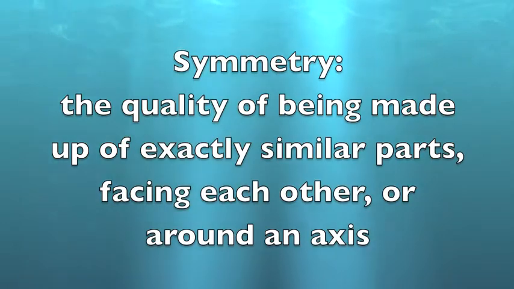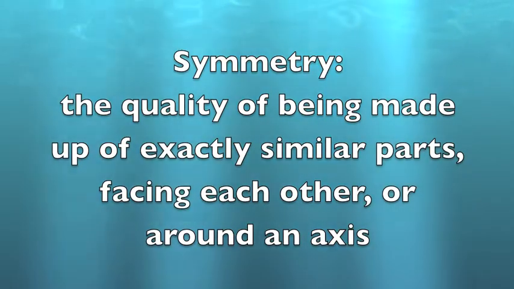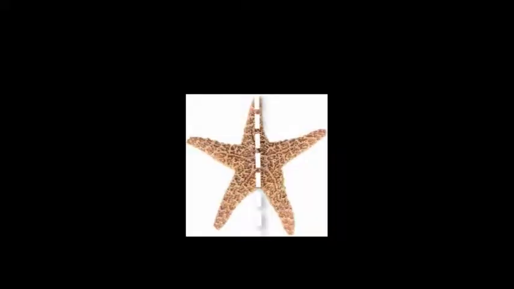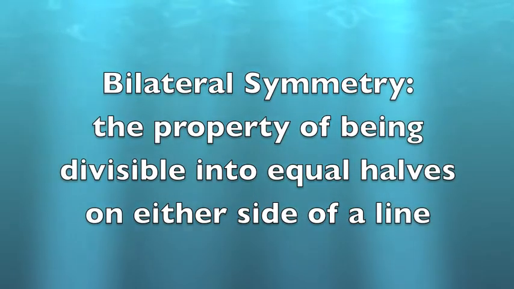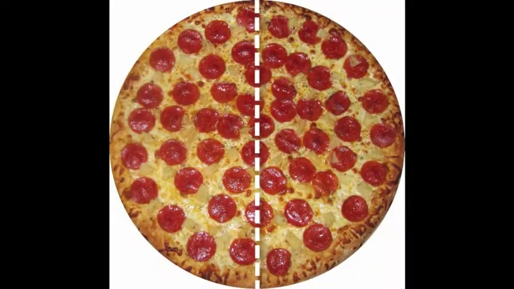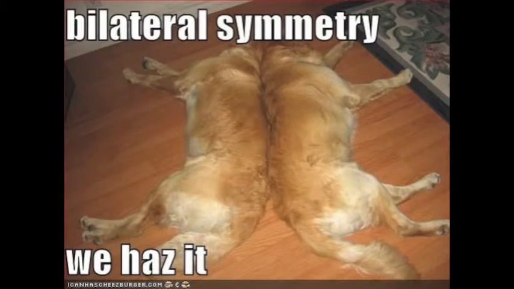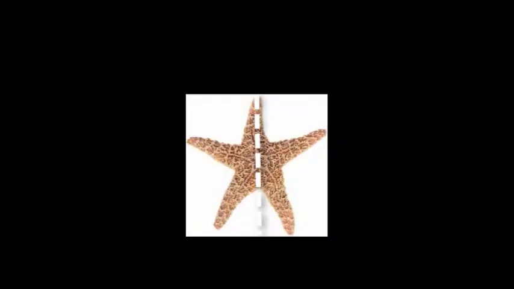Symmetry is the quality of being made up of exactly similar parts facing each other or around an axis, like this starfish. First, let's talk about bilateral symmetry. A figure is bilaterally symmetrical when it can be divided into equal halves by a line, like this pizza and these dogs. In nature, symmetry is everywhere, like in these animals.